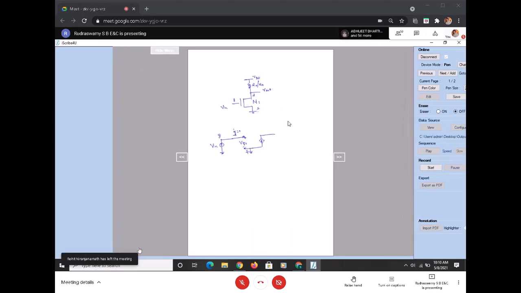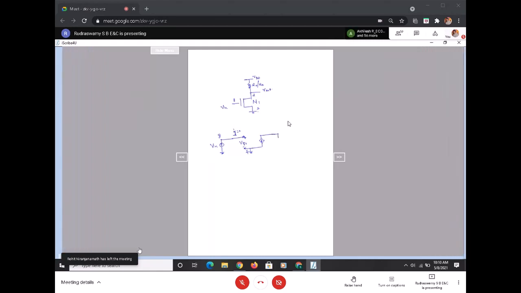Since there is only one resistance, I will take it. And since the amplification we are seeing is all with respect to the small signal model, it's a small signal analysis, which means it is a variation that is happening. This is my RD, and the RD is connected to the drain. This is where my Vout is.